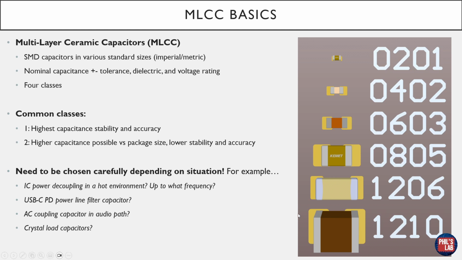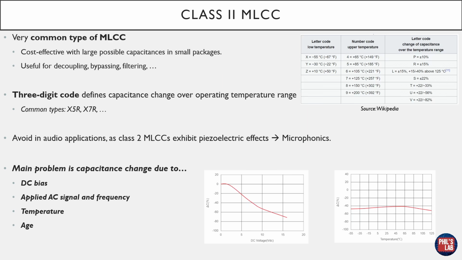But keep in mind, you can't just simply pick a 100 nanofarad part and be done with it. It really depends on the situation. We'll be looking predominantly at Class 2 multi-layer ceramic capacitors. We'll be doing this as these are pretty much the most common type of MLCCs, in particular in modern digital designs you will see. They're cost-effective with large possible capacitances in fairly small packages. They're useful for decoupling, bypassing, certain types of filtering, and so on.